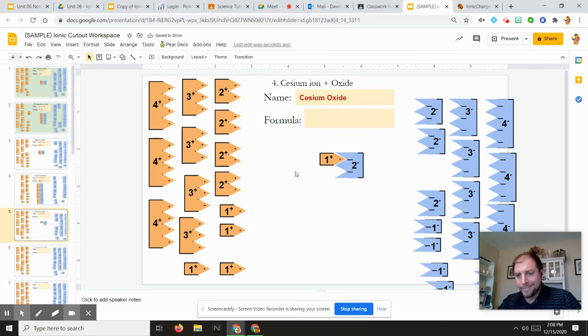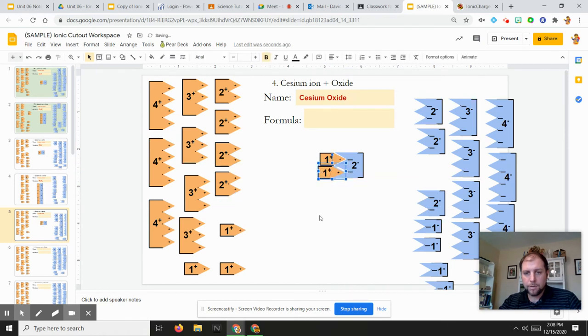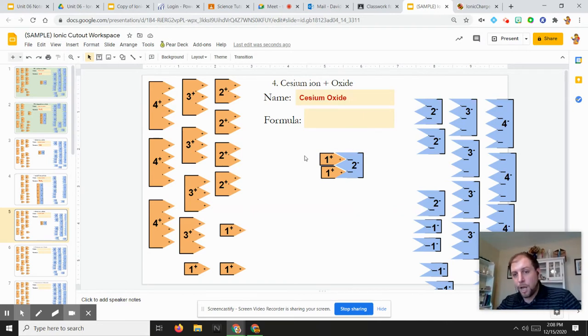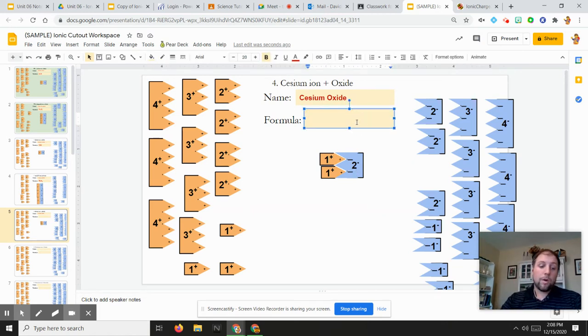So let's combine these together. Not done yet. So I'm going to grab another one right here and plug it in. Okay, there we go. It's balanced. Each of these cesiums is giving up an electron, and this oxide is going to need to accept both of them. So here we go. The formula here is Cs2, that's the 2 cesiums, and then O1 for 1 oxygen.